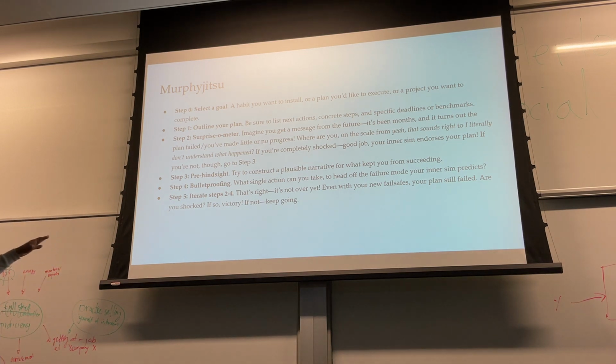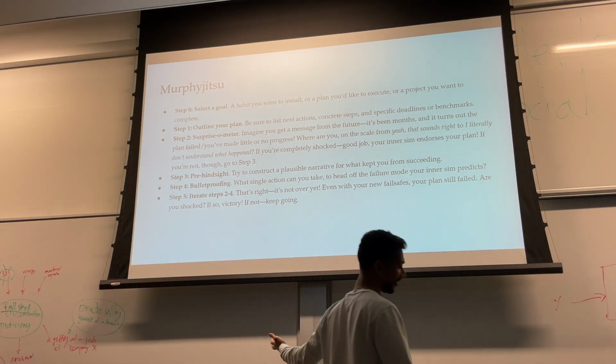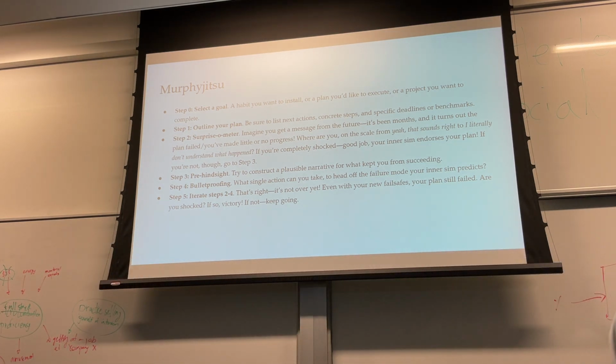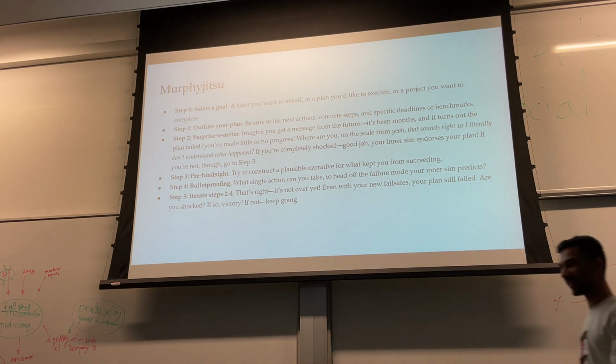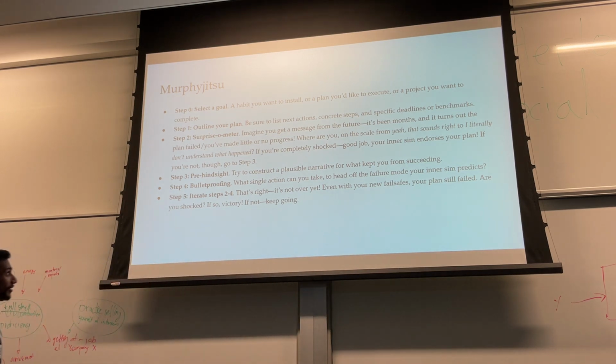And then what you try to do, now that you've come up with this idea that you're going to fail, is pre-hindsight. You try to think of a plausible narrative of what kept you from succeeding, right? Was it because you are the kind of person who doesn't study 2 hours in a row, the most you study is 1 hour? Is it because you happen to be hanging out with your friend and they wanted to play Tetris?